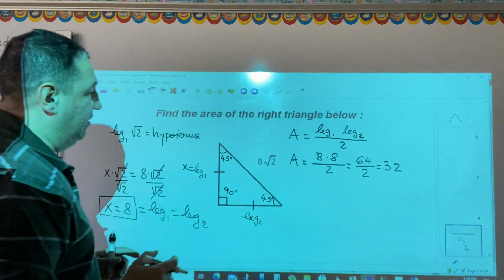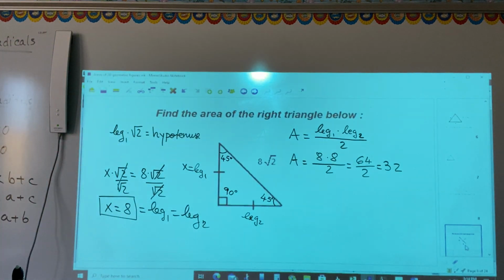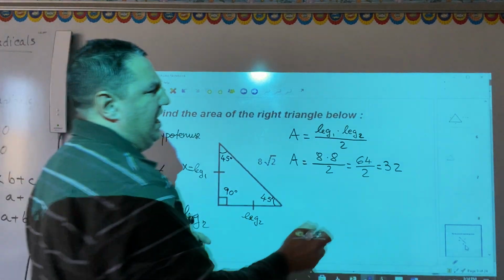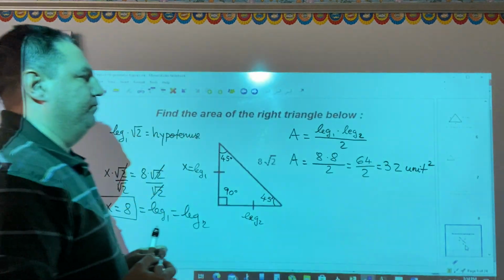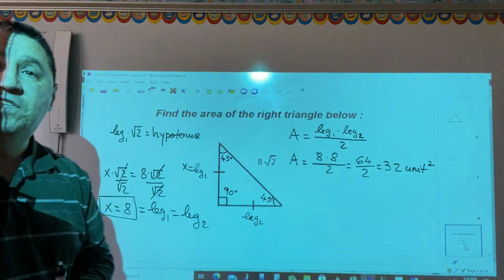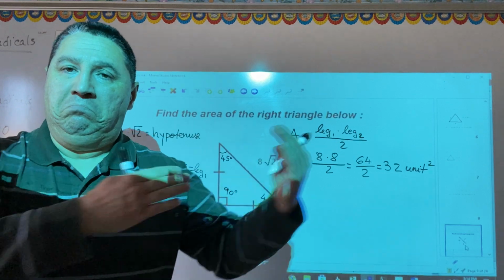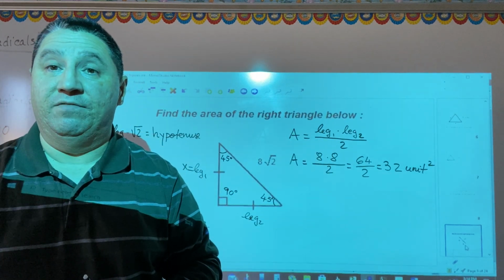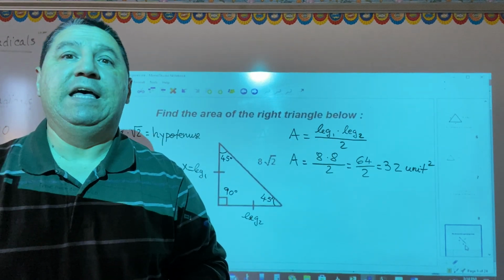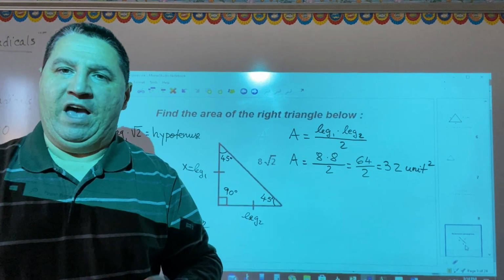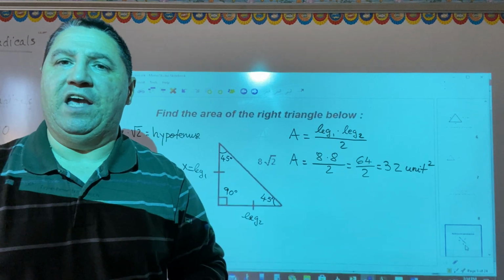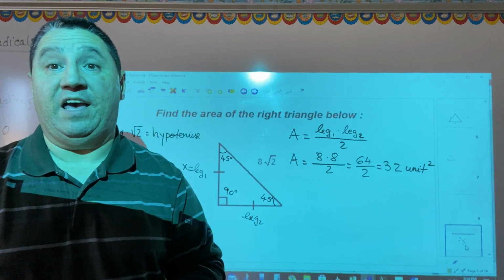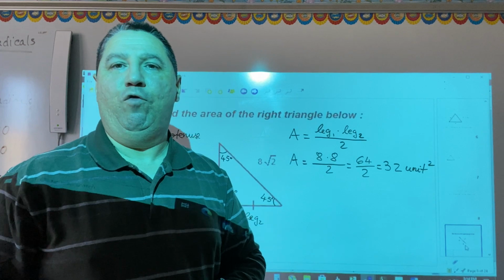And now pay attention. In this case we don't have any unit, but we can write units squared. That's the way of finding the area of triangles, right? Now, that's all we have for today. Next time we'll learn how to compute the area of quadrilaterals and circles. Thank you for watching my video.